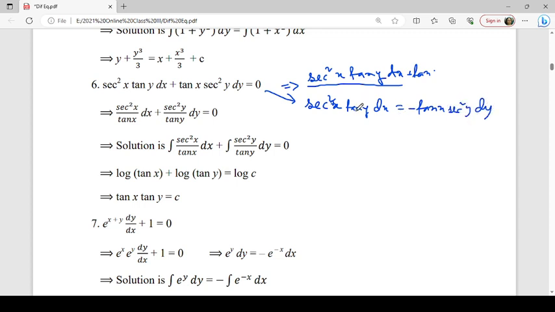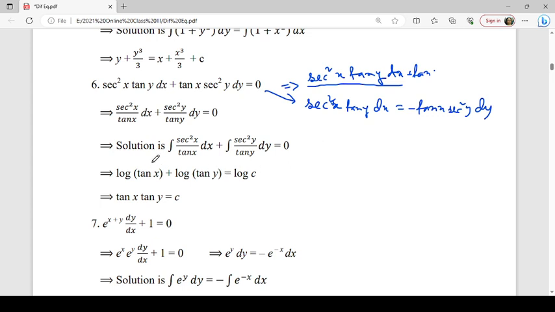Then you divide by this tan y, you take it to the right hand side, because dy is on the right hand side. So we are dividing by tan y and tan x. So tan y will go from this, and tan x will go from this, and we get sec square x by tan x. So with dx we are having these x's, and with dy we are having these y's. Now your solution is integration of this plus integration of this.